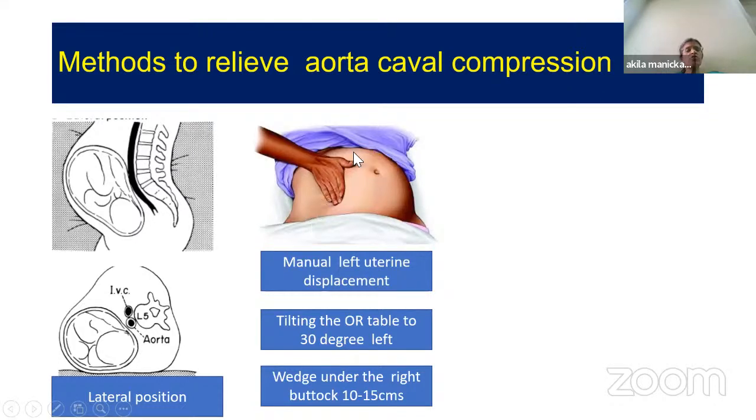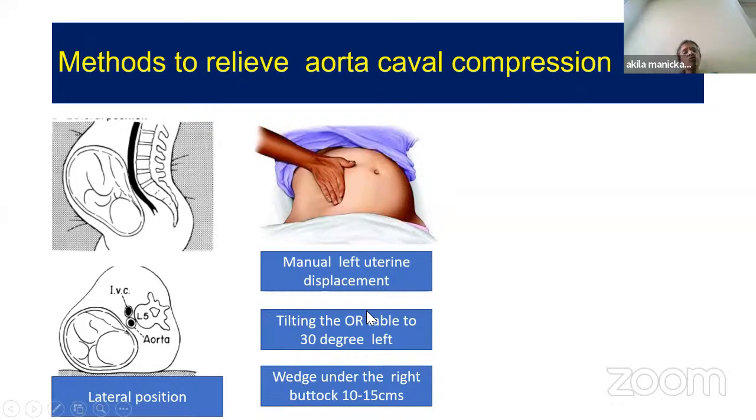The next thing, especially when the patient is given regional anesthesia and when there is hypotension, and you have given vasopressors, if you want to relieve the aortocaval compression, it is very important that you do a manual uterine displacement. The other things which can be done are tilting the OR table to at least 30 degrees to the left. It has been shown previously that even a 15-degree tilt was advisable, but according to the current consensus, a 30-degree tilt also relieves only 80% of the aortocaval compression. And the next thing you can do is place a wedge under the right buttock.